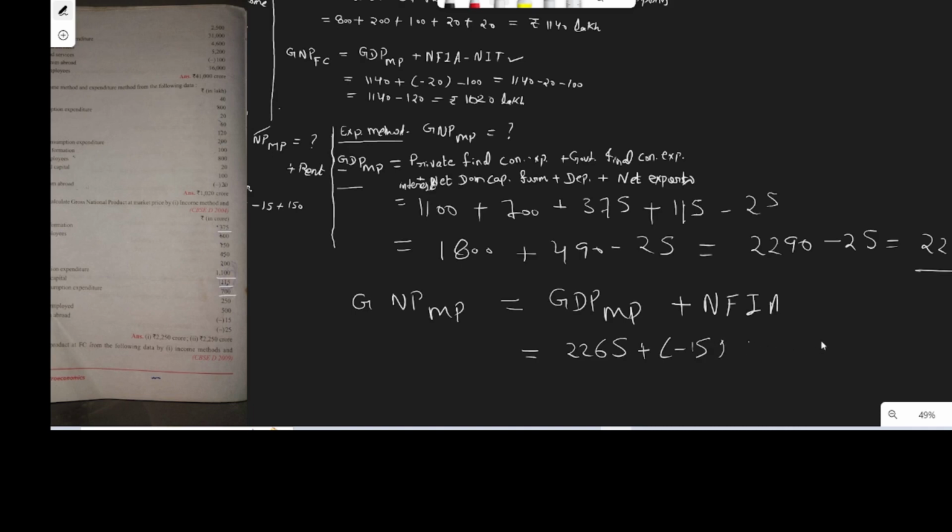So 2265 minus 15. So it is 2250, the same answer that we had obtained earlier. Yeah, 2250 crores. In this way, we have obtained GNP at MP. Okay. So you have got it, how it is done by both the methods.